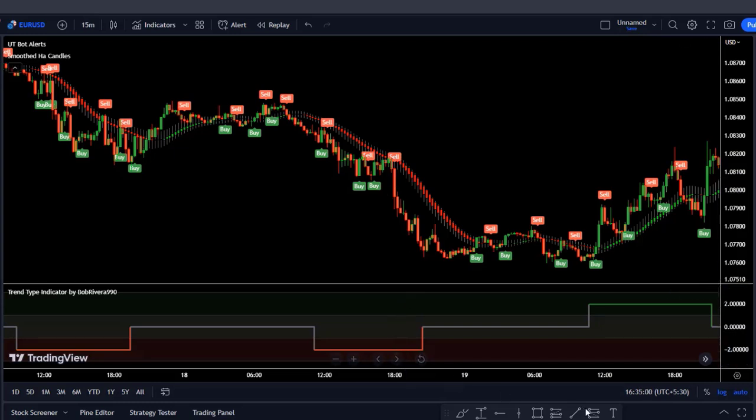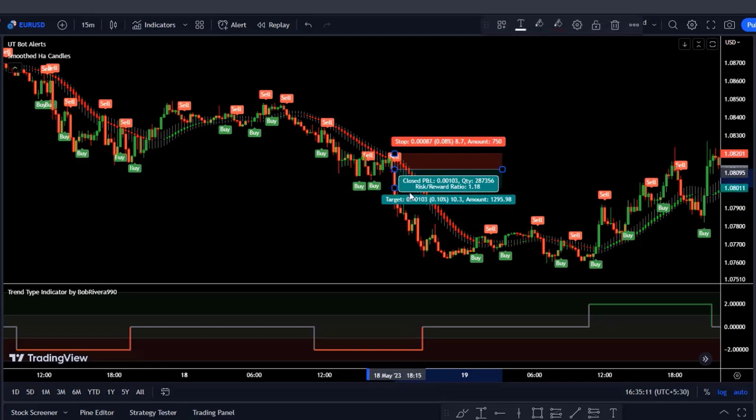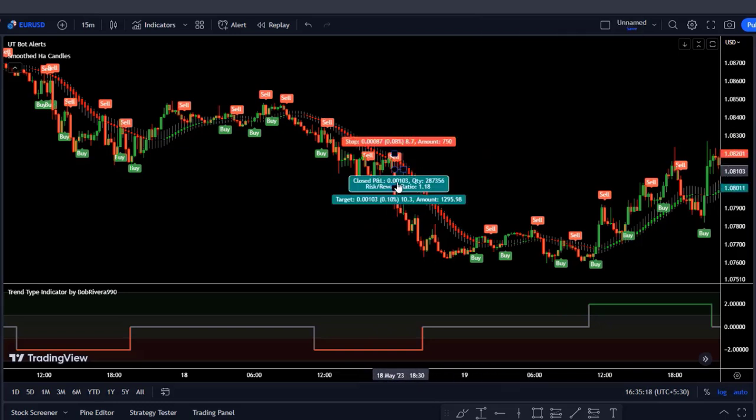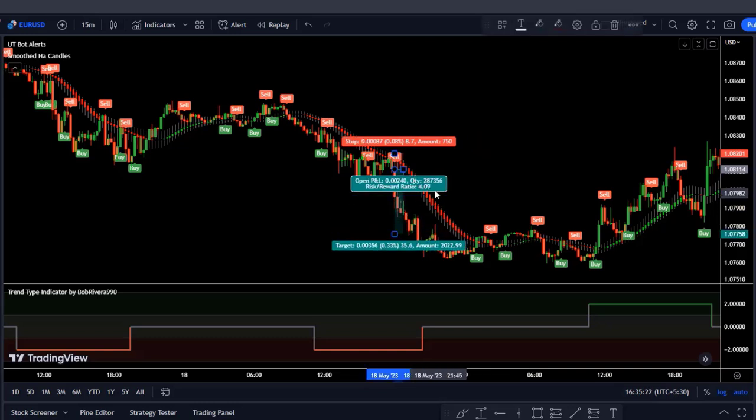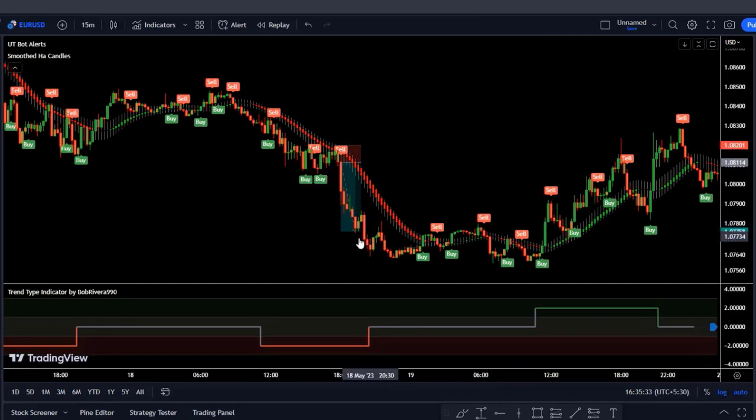So we could take a short position from here, and let me show you. If we take a short position here, we can set our stop loss to the latest swing high, which will be approximately right here. And then we have two possibilities. We either set our target to a 1.5 risk-reward ratio, which would be hit immediately here in this candle, or we can also do something like a trailing stop.